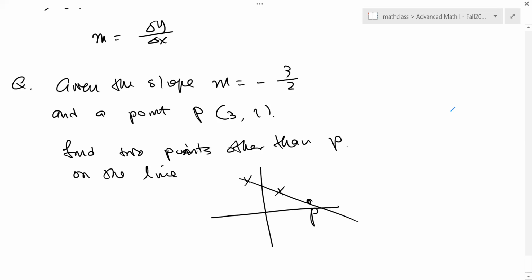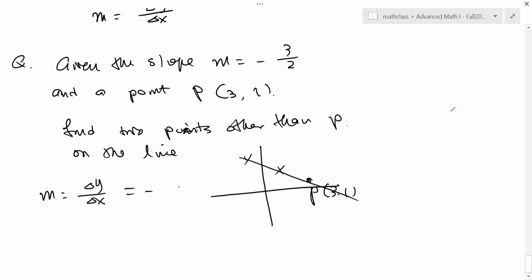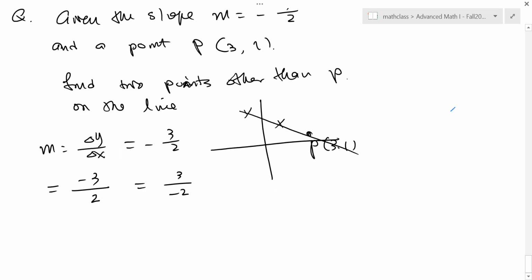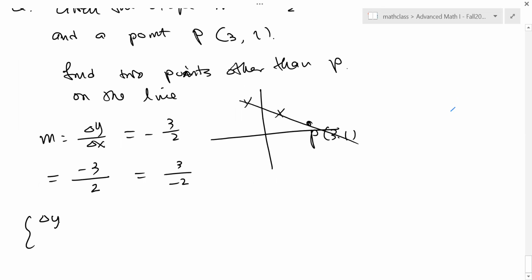Okay, I don't need to go through the equation to find a couple of points. What I'm going to do is that m is going to be delta y over delta x. So this is my starting point. Now we know m is negative 3 over 2, so I can express it in two different ways. For example, this could be negative 3 over 2, or this could be 3 over negative 2. So the first case is delta y equals negative 3, delta x equals 2.